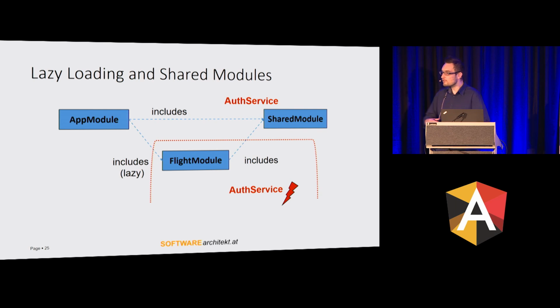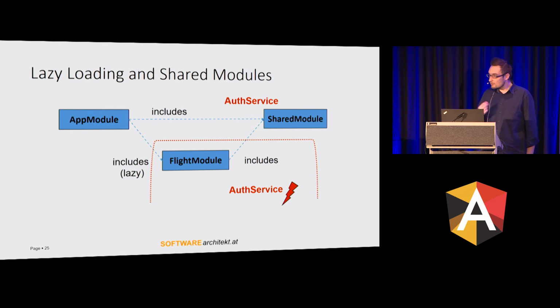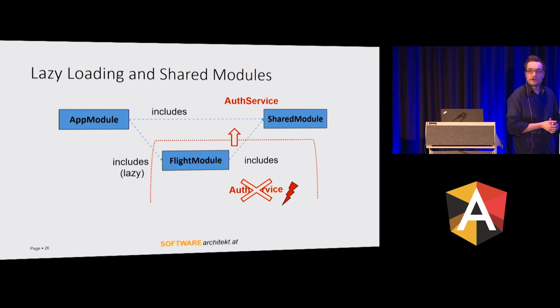The first auth service knows my username. This is the auth service where I have logged in, and the second auth service doesn't. The good message about this is that everything that can't be found within the scope of the flight module is looked up in the scope above, in the global scope, in the scope of the application. So all we have to do is to get rid of this auth service within the flight module. In this case, the global auth service would be used by both, by the app module as well as by the lazily loaded flight module.